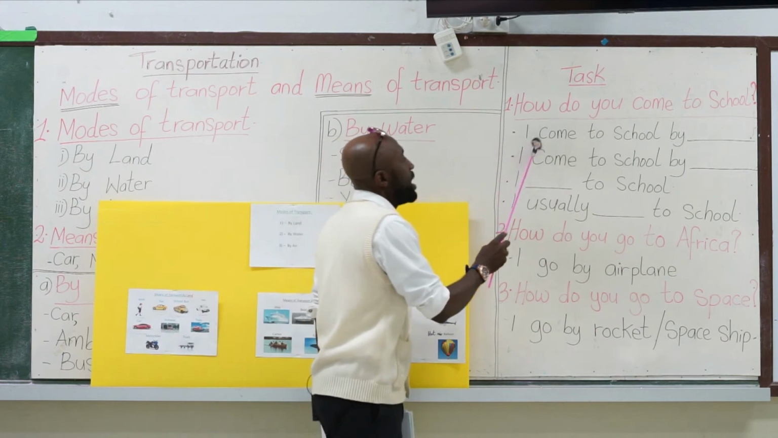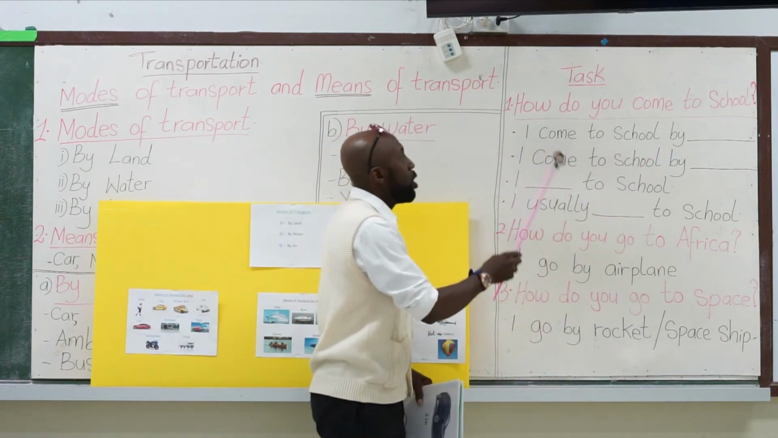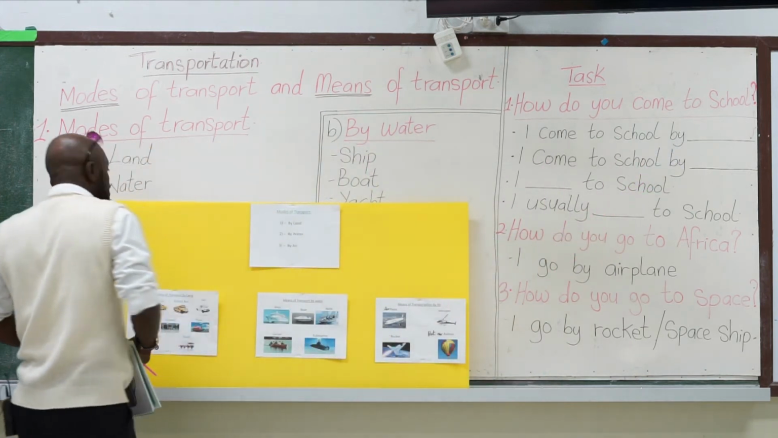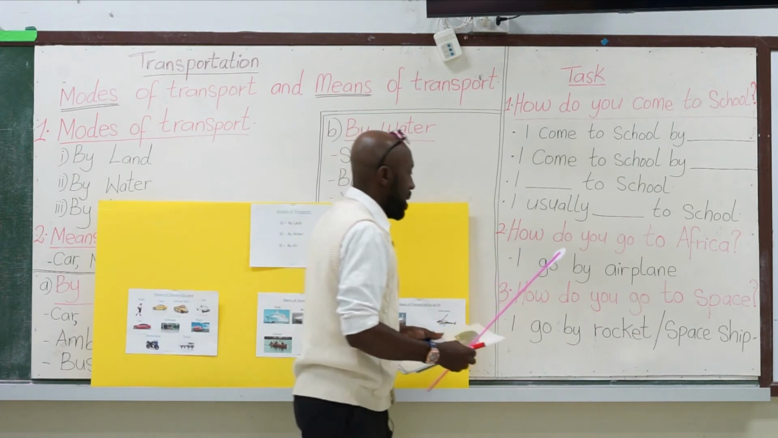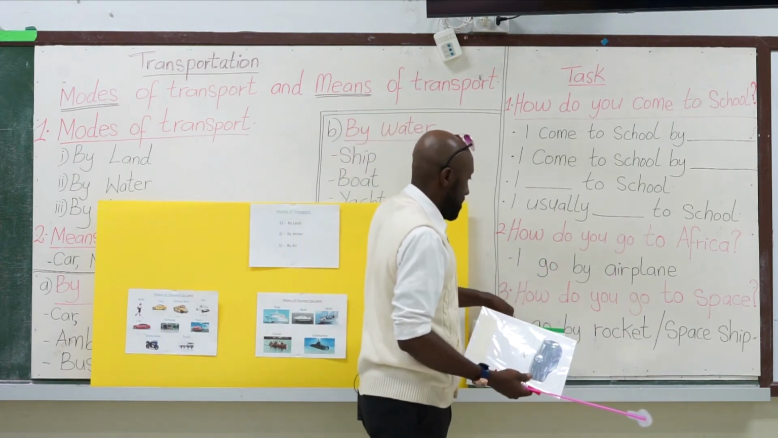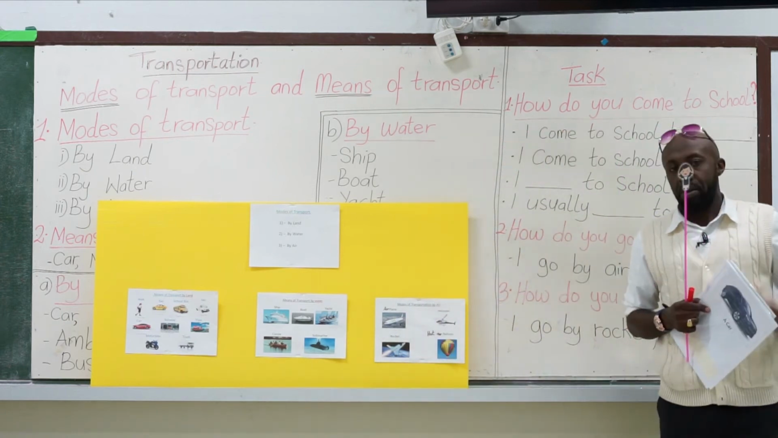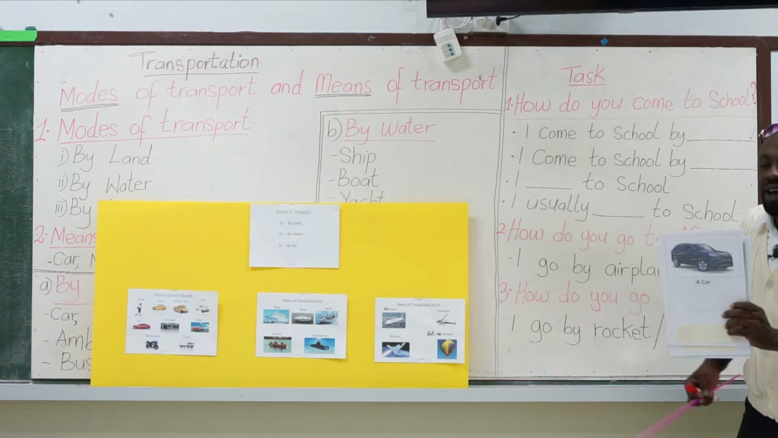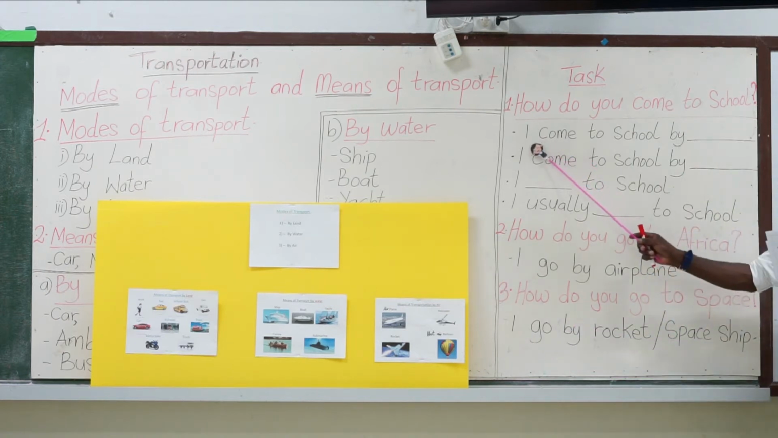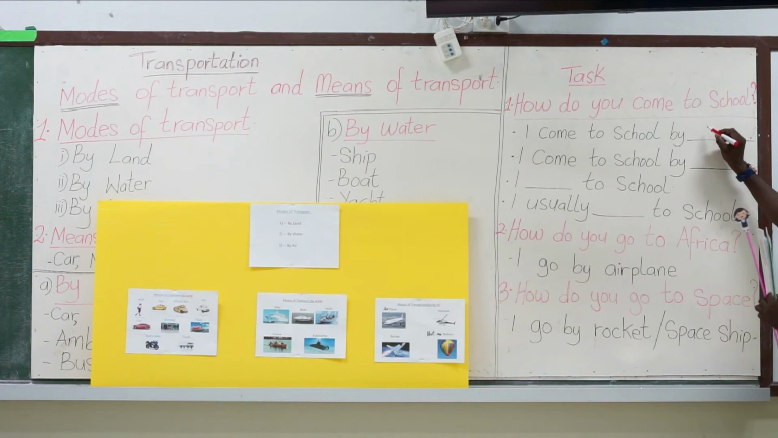Answer. I come to school by dash. Okay. Number one, I come to school by what is this? Car. I come to school by car. Okay? So you write, I come to school by car. Good. Okay. Next.